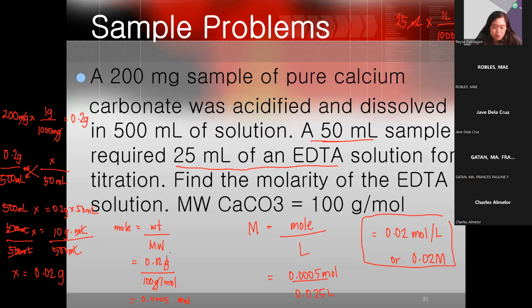0.02 divided by 100 pala ito. So 2 lang pala ito. Ayan. So 0.02 din yung gagamitan natin dito. Ay, 0.0002 divided by 0.025. 0.0002 divided by 0.025. Ito na, let me check sa taas. 0.025.